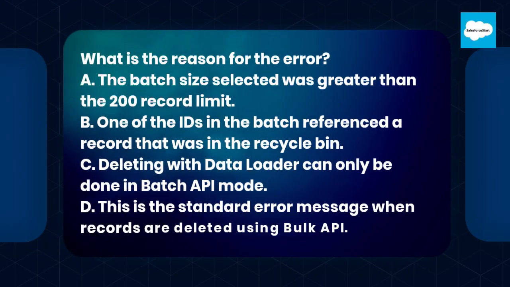A. The batch size selected was greater than the 200 record limit. B. One of the IDs in the batch referenced a record that was in the recycle bin. C. Deleting with Data Loader can only be done in Batch API mode. D. This is the standard error message when records are deleted using Bulk API.